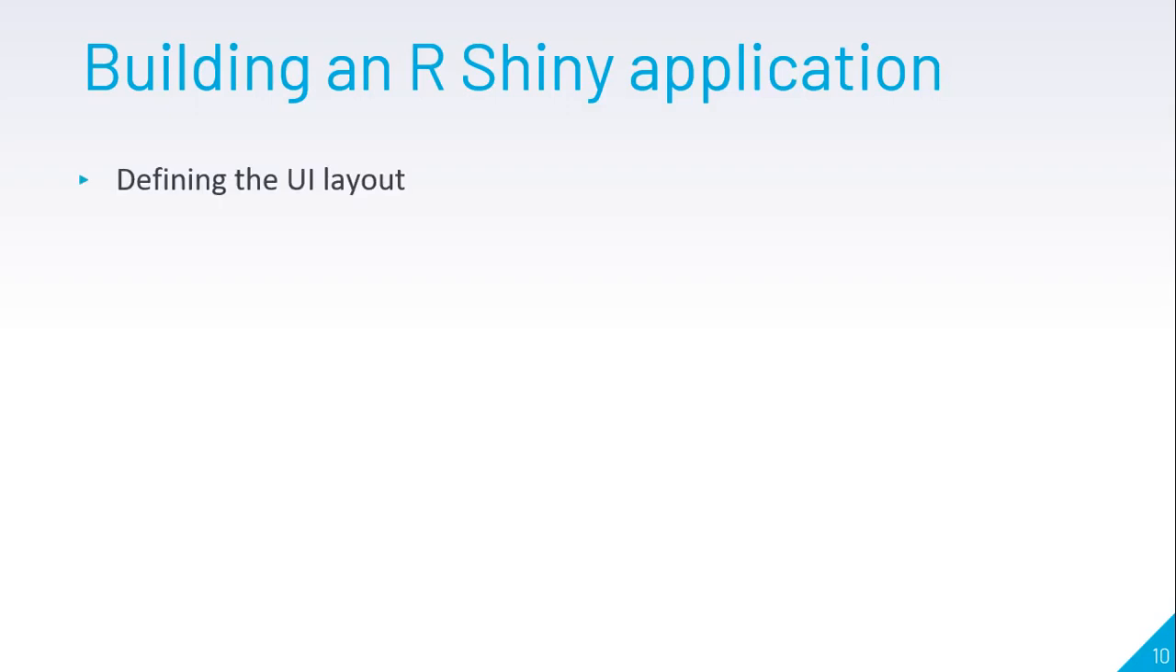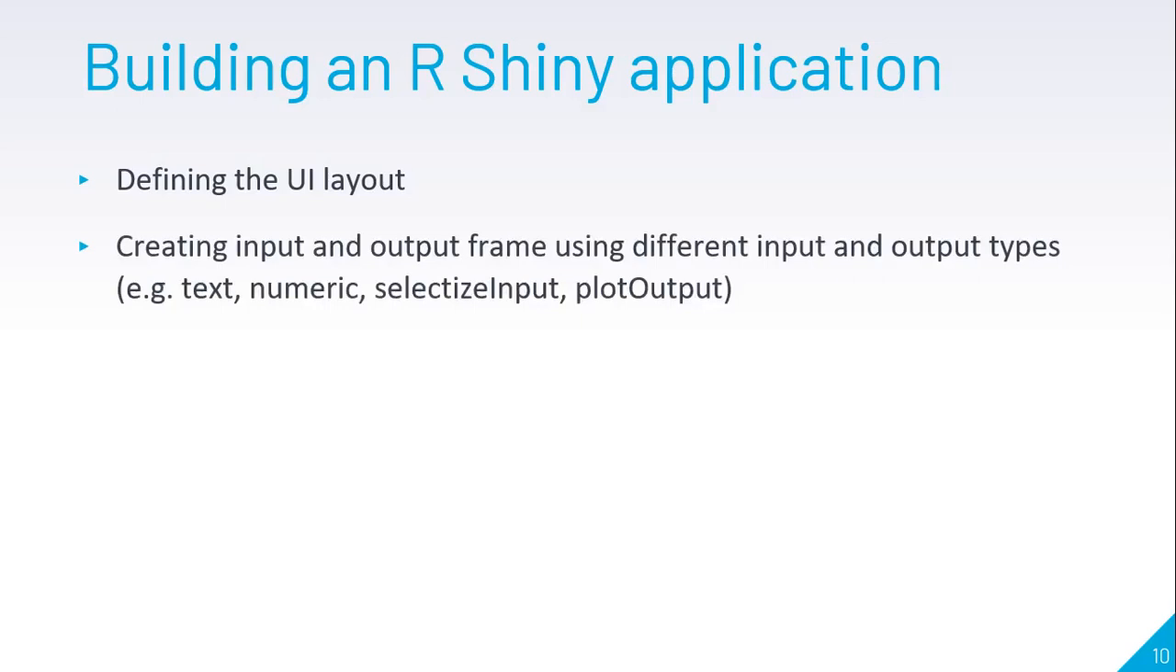What do you need? Of course, we are talking about web. So a web has the UI, the user interface. So the first part of creating an R Shiny application, you start with defining a UI layout. In other words, defining what the user is going to be seeing. Then from there, of course, you must input something, you must output something from that Shiny application. So we need to define the input and output frames using different types, as we are going to see.